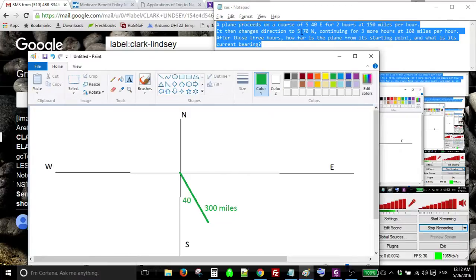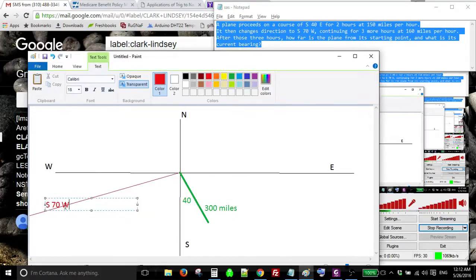Next, it then changes direction to S70 west. All right, now first of all, I need to figure out what is S70 west. What does that mean? This is what S70 west means. S down this way, to the west this way, 70 degrees, so that's a little less than 90, something like that. That's S70 west. Here. This is S70 west, meaning this angle measure right here is 70 degrees, and that means that this angle measure back here is only 20 degrees.